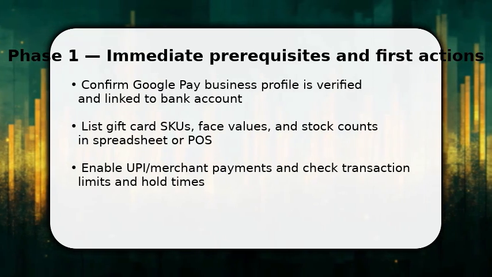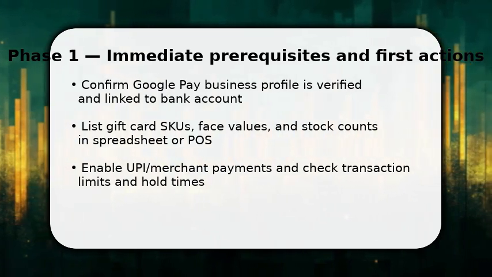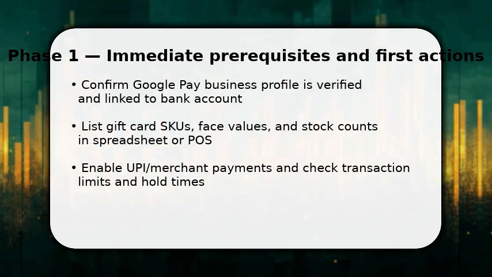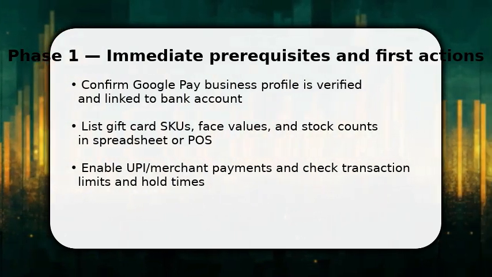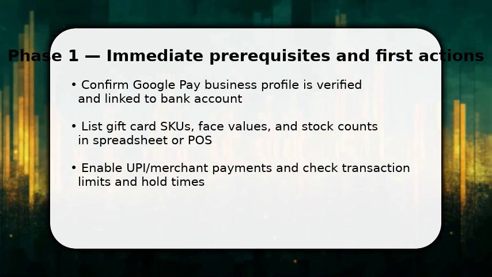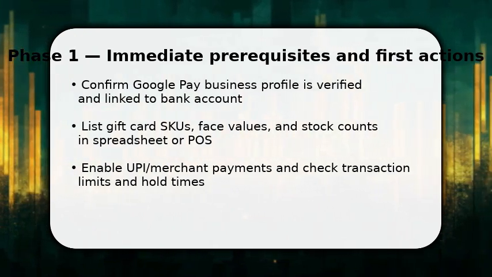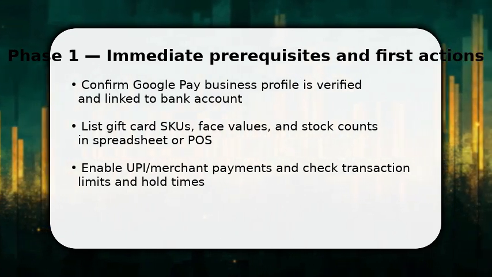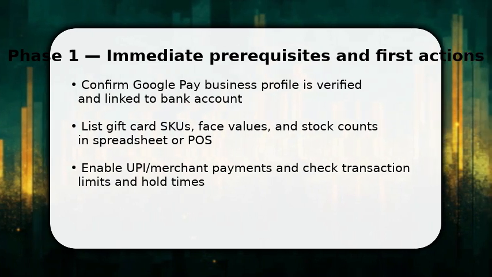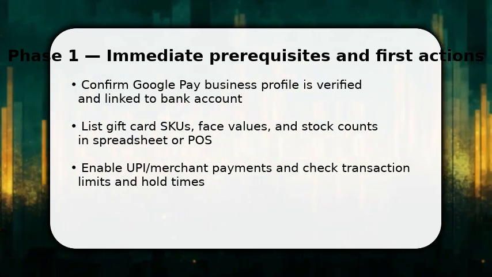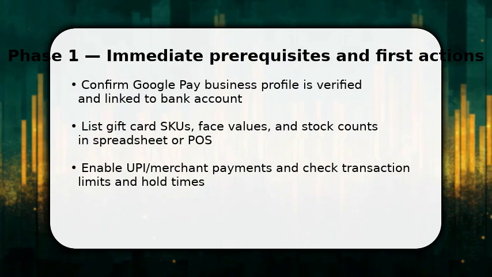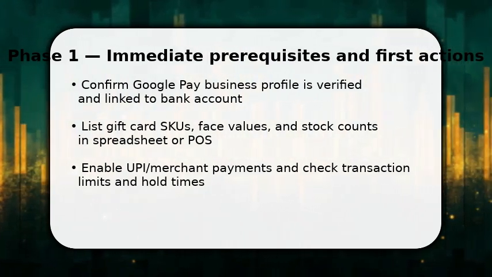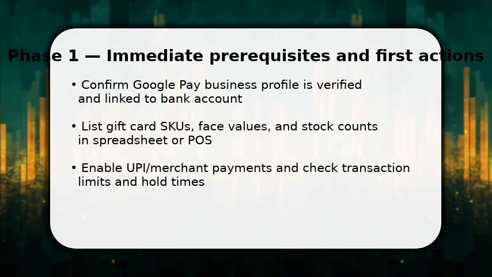You start by verifying your Google Pay business profile and linking your settlement bank. This ensures funds deposit. Next, organize the gift card inventory, SKU, face value, and quantity so you can list accurate options. While you do that, enable merchant payments and review transaction limits and hold periods. This avoids unexpected rejections. Once done, prepare pricing including margins and fees and draft short product descriptions. Accurate metadata prevents disputes and speeds buyer checkout.